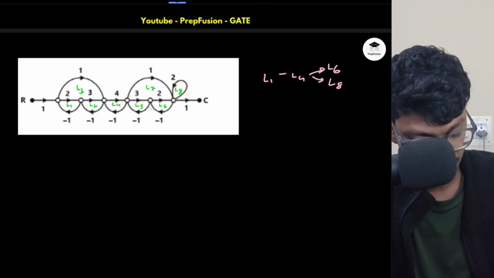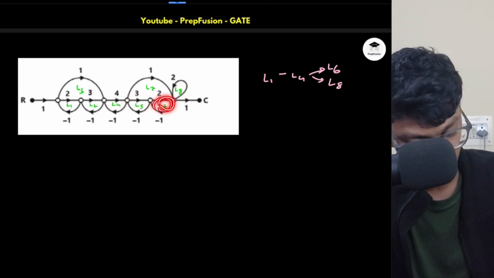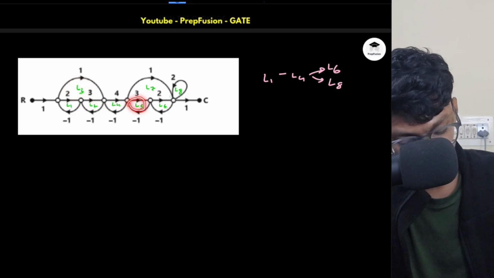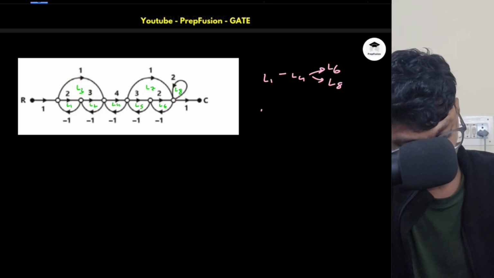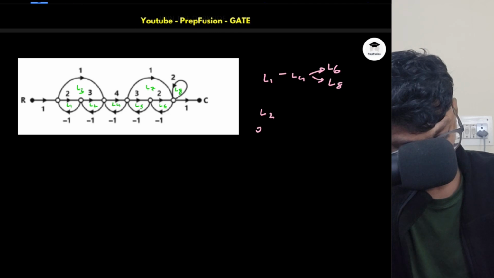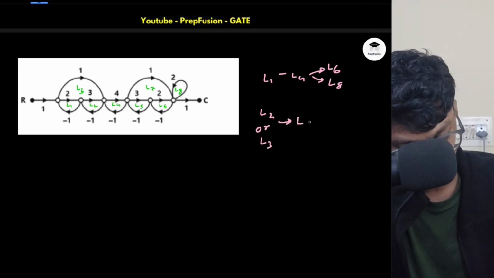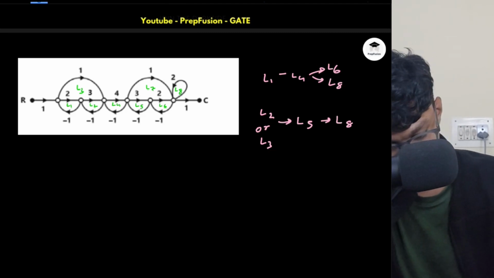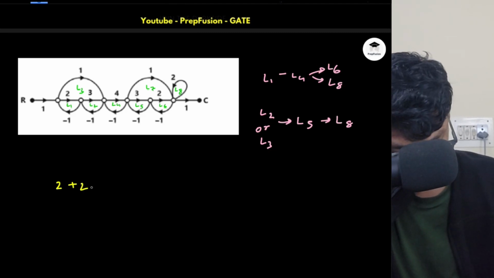Can I choose anything else? Can I choose L6? No, I cannot choose L6. So if I choose L2 or L3, I can choose L5 and L8. If I choose L2 or L3, the other combination will be fixed. That is L5 and L8. These are fixed. So currently I got 2 plus 2 combinations.